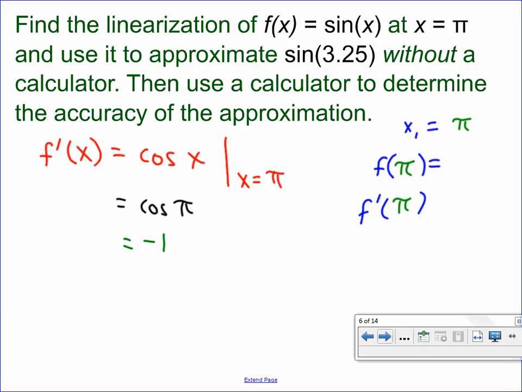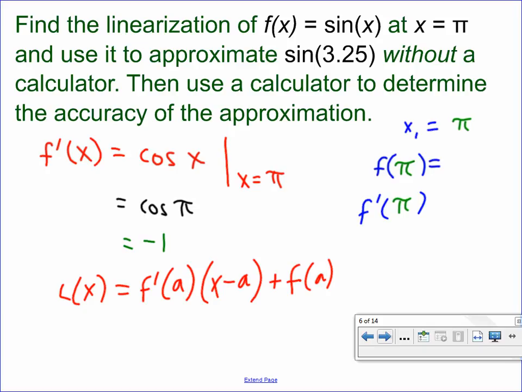All right. We're ready for our L of x. So L of x is given by f prime at a times quantity x minus a plus f at a. For us, our L of x will be given by f prime at pi, which is -1, times quantity x minus pi plus f at pi, and we still need that. So what's f at pi? That's my original function evaluated at pi, and sine of pi is 0. All right, so we have 0. Great. So L of x is given by -1 times x minus pi plus 0.